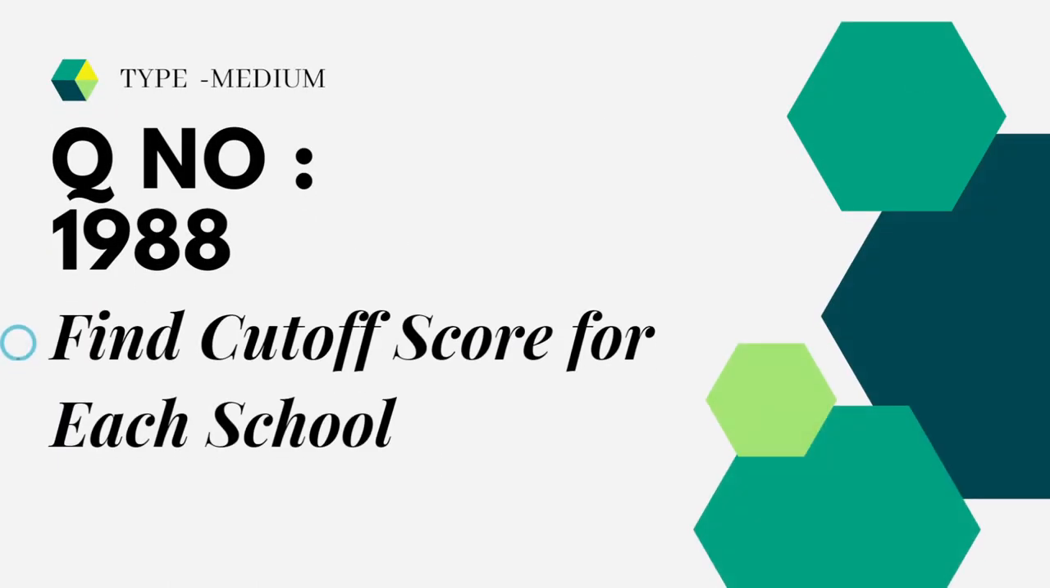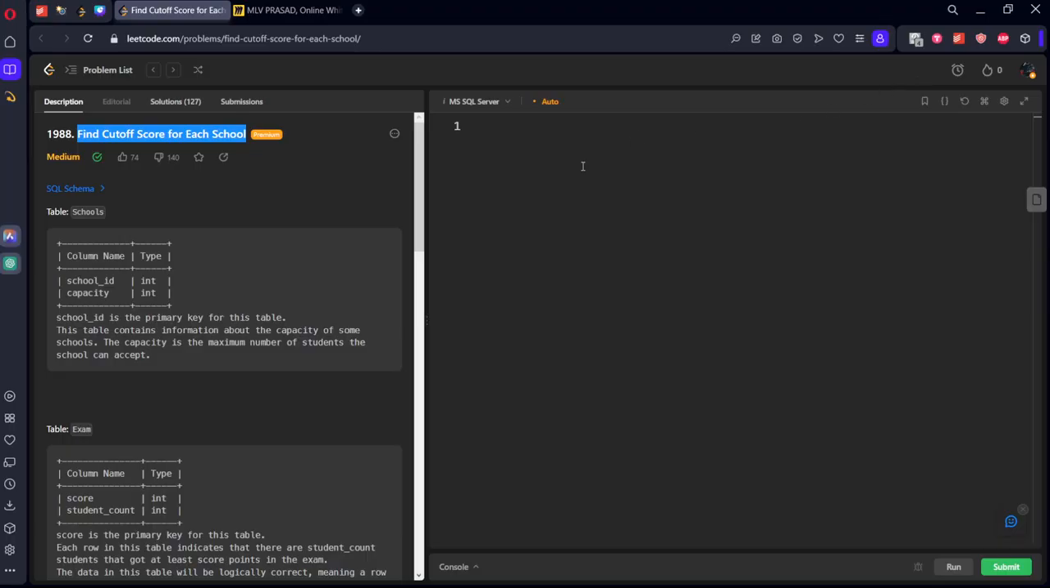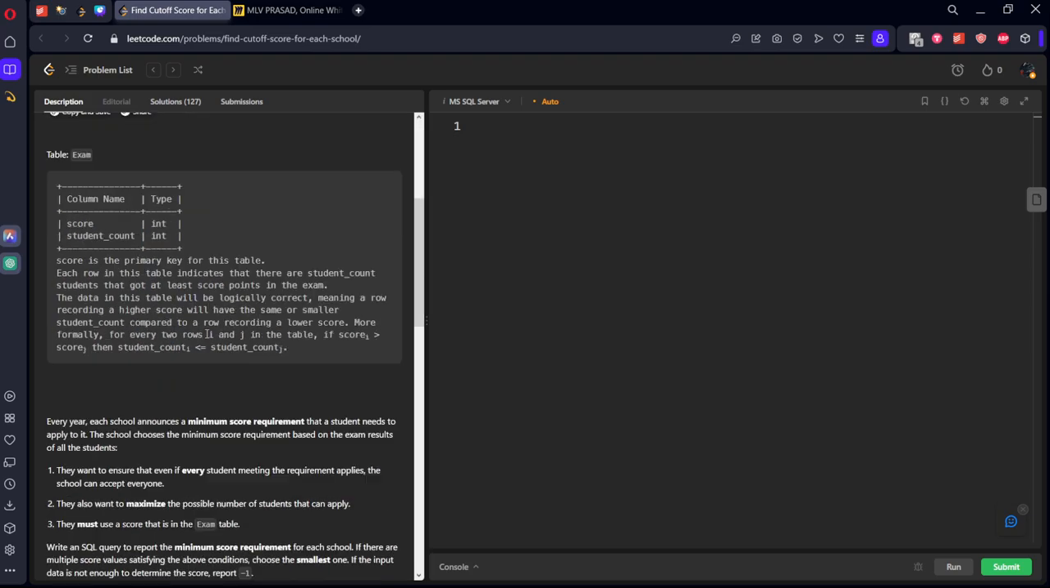It is question number 1988, type medium, find cutoff for each school. Okay, let's see the question in action. They have given a table schools. Each school has some ID. Capacity means the number of students the school can store. And they have given a cutoff exam score for each school.